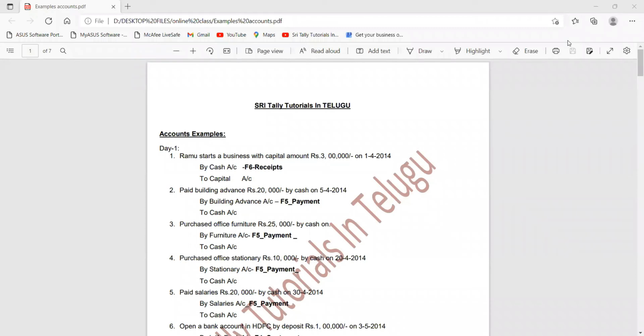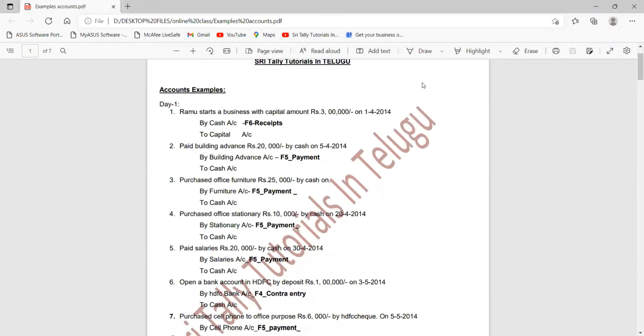How to create ledgers in Tally. What is a ledger? What are groups? Already we know. Here, ledger creation is the main pillar of Tally. Here I mentioned, say, Ramu started a business with capital amount. This is our transaction. We have two ledgers, debit and credit. To create a voucher in Tally, both ledgers we want to create, cash and capital. Cash ledger we already have, no need to create. Capital ledger we want to create now.